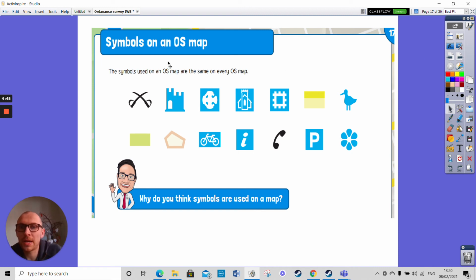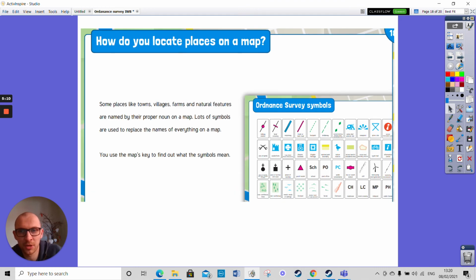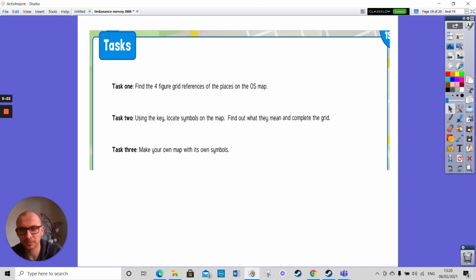OS maps also have symbols. These symbols are used on OS maps, and they're the same on every OS map. I want you to look at them and have a think what the symbols are, and pause the video and make a prediction or a guess at what you think all these symbols represent. We'll be able to see how you got on because you have all the symbols on a sheet that was given to you. These symbols are all there for you, and you will need them for some of the tasks later.